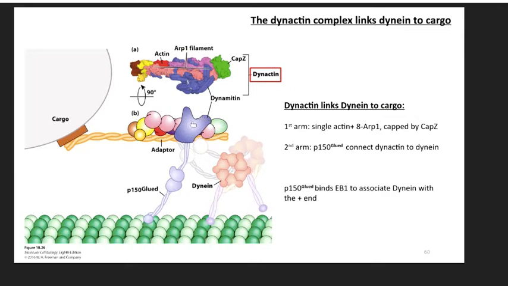Second arm, this is the first arm. The second arm is P150 Glued, which binds this dynactin, the whole complex, to this microtubule. Also, it binds to the dynein. So dynein here, this one is the dynein. Okay, this is the stalk.